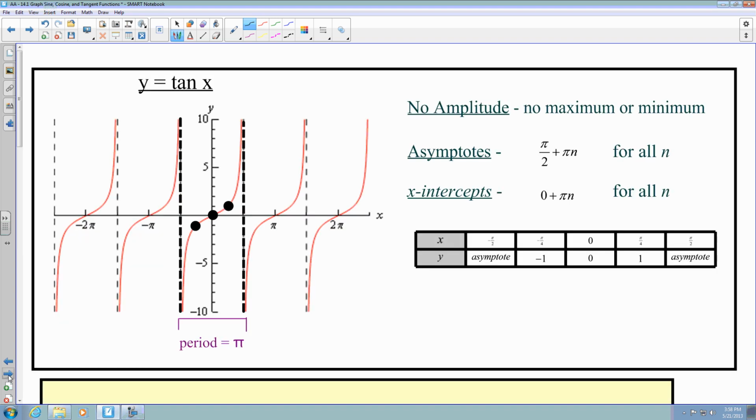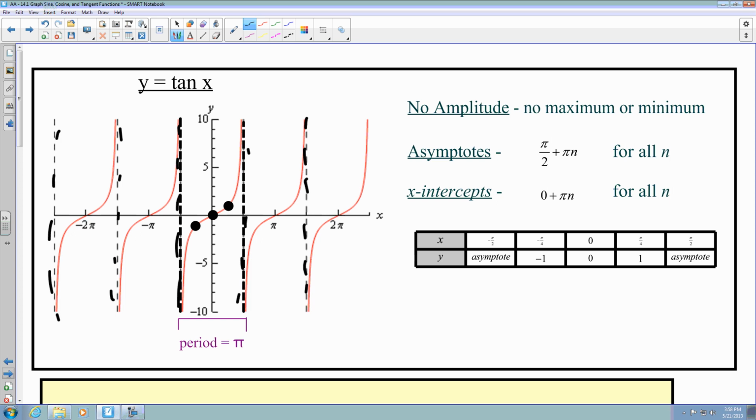Now when we look at tangent, tangent's a little bit different than sine and cosine. For one, it has no amplitude, which means it has no minimum or maximum value. The reason why it doesn't is because it has asymptotes. Asymptotes are what these little dotted lines are given to each of these functional graphs. And those asymptotes are where the function becomes undefined.